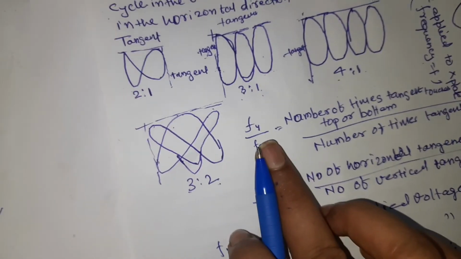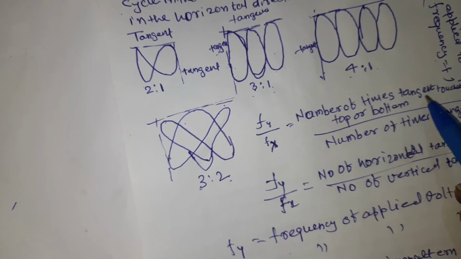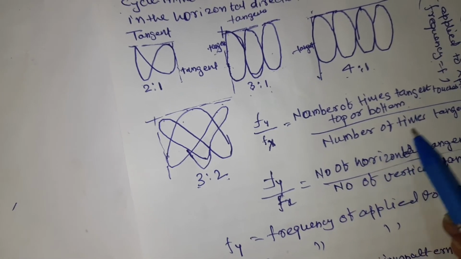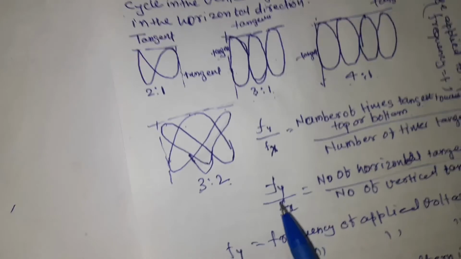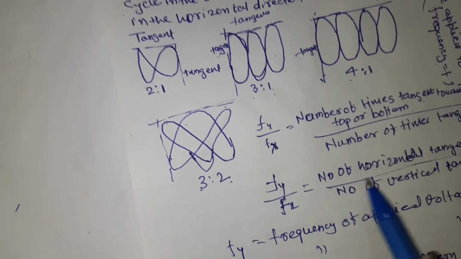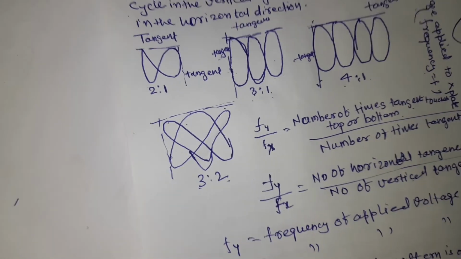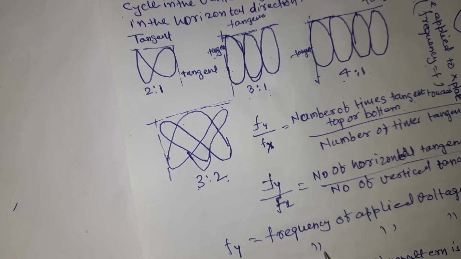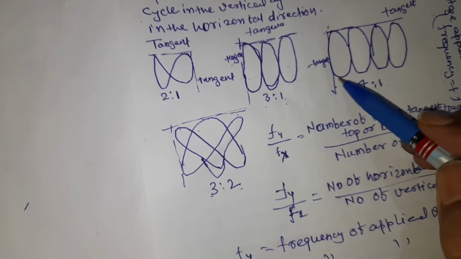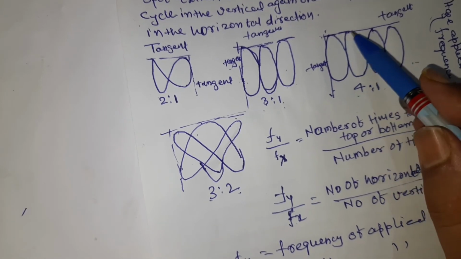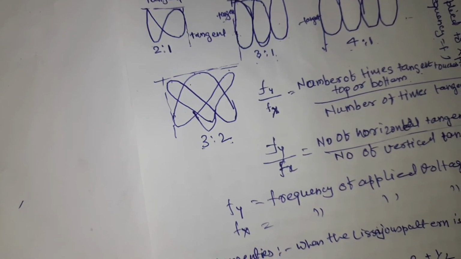So the formula: fy by fx is equal to the number of times the tangent touches top or bottom, by the number of times the tangent touches either side. That means fy by fx is equal to the number of horizontal tangent touches by the number of vertical tangent touches. fy is the frequency applied across the y plate, and fx is the frequency applied to the x plate. So if the Lissajous pattern appears in the CRO, the number of tangent touches decides the ratio between the two frequencies.